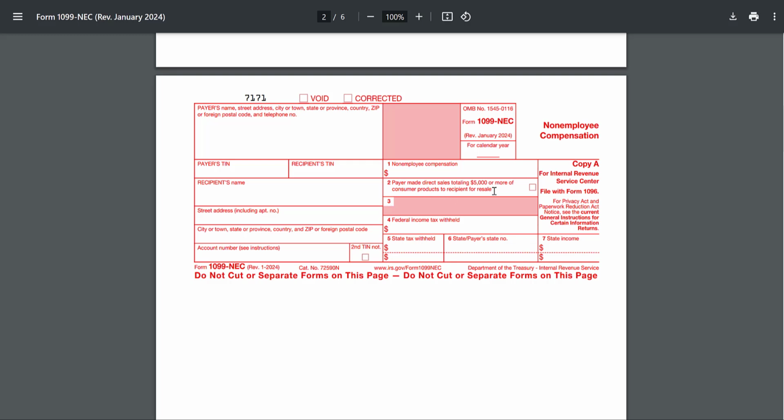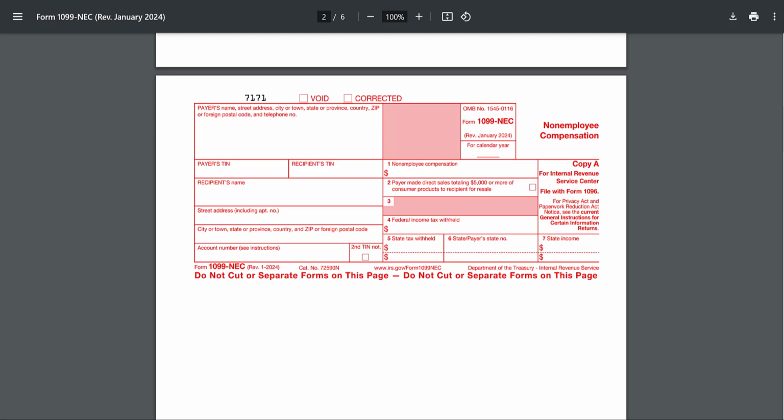And then if you made direct sales totaling $5,000 or more of products to the recipient for resale, you would check this box, right? So at that point in time, you didn't pay them, they paid you, so you would leave the non-employee compensation box blank. Essentially what this does is this tells the IRS, hey, they have a business selling items, you should go make sure that they're filing a tax return, okay? So you have all these different forms, one of which is going to go to the IRS.